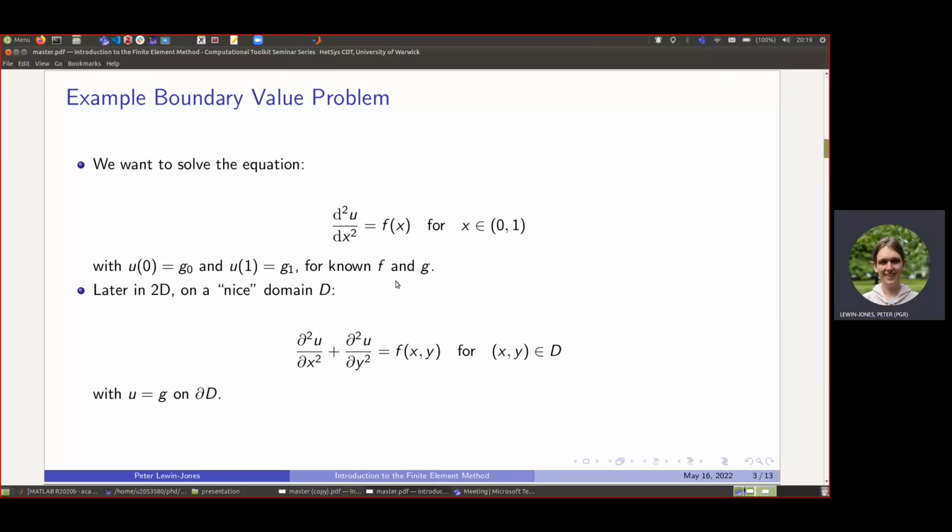I'm going to be avoiding some mathematical technicalities in this talk, but in general, if I say something needs to be sufficiently nice, then there is some technical mathematical description of what I really mean by that, but I'm not going to go into that in this talk. If you want to study the finite element method mathematically, then there's lots of details that are important, but you can get a good understanding of the finite element method and how it's used practically without understanding all of these technicalities.